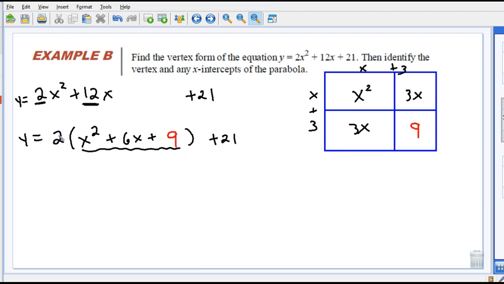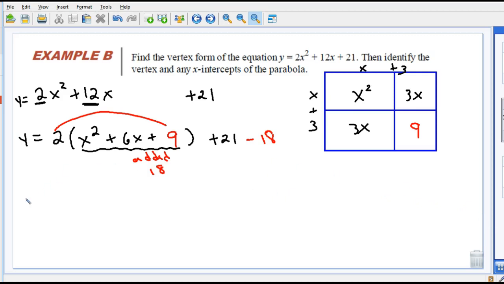Alright, so if I do that, let's be careful, because I added 9 inside the parentheses, which means how many did I really add? I added 18, because I've got the 2 times the x squared, 2 times the 6x, 2 times the 9. So I've added 18. So if I add 18 to one side, I could subtract it from the other side, or I could also just subtract 18. If I add 18 and subtract 18, I really haven't changed my equation, right? If I give you $100 and then take $100 away from you, you still have the same amount of money. Alright, so now let's see if we can rewrite this equation.